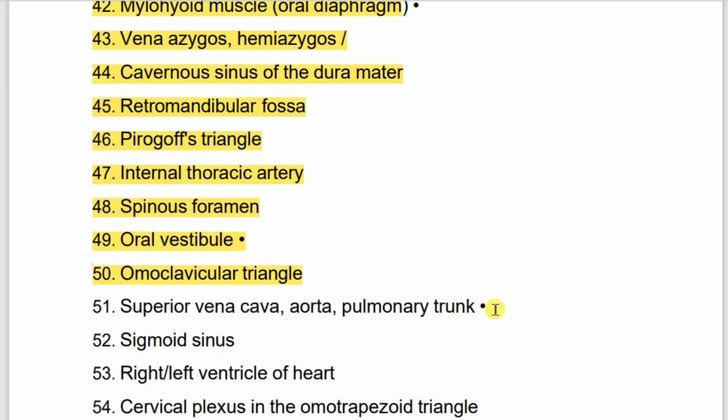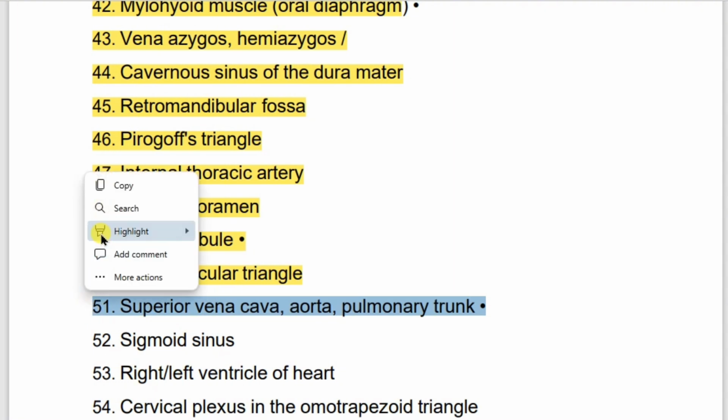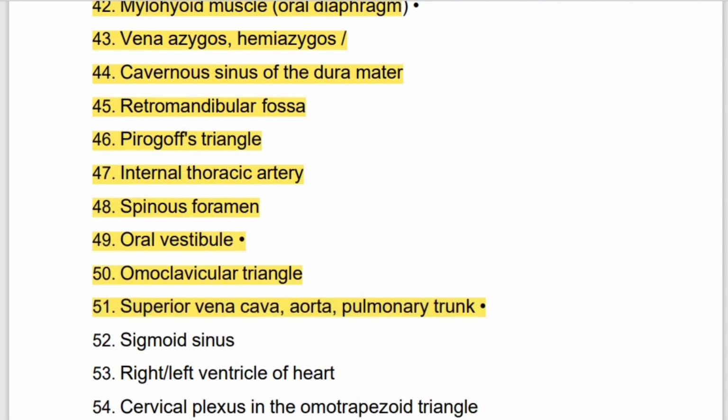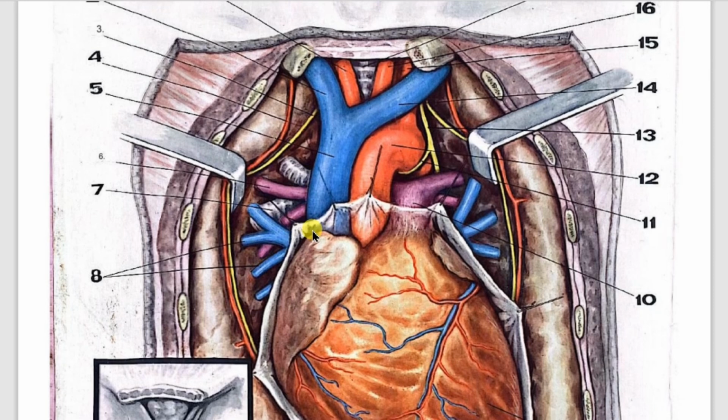So the next structure we have here: superior vena cava, aorta, and the pulmonary trunk. Which region? The thoracic region. As you can see here, this is the superior vena cava, this is our aorta, and this is our pulmonary trunk.